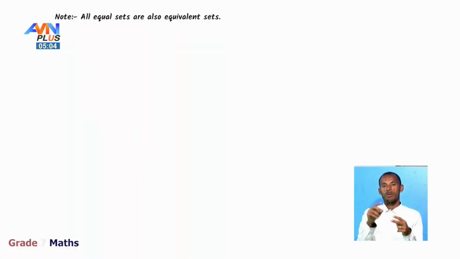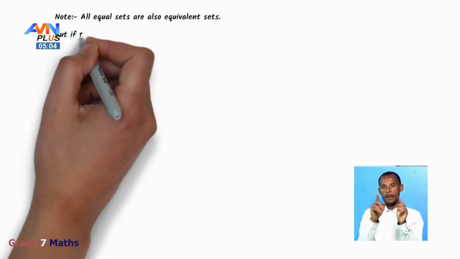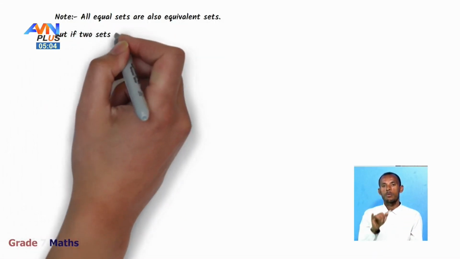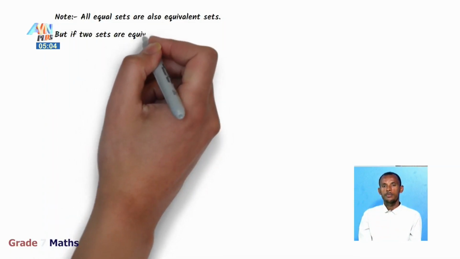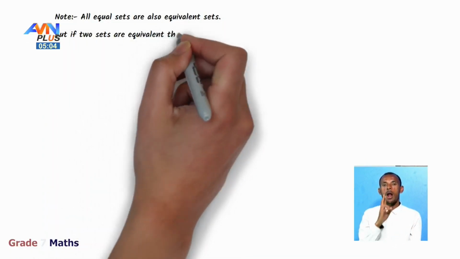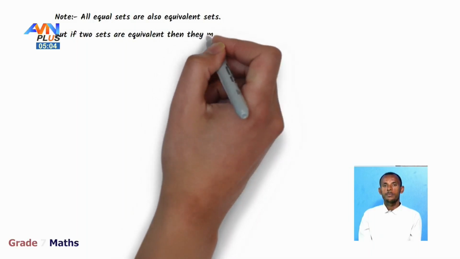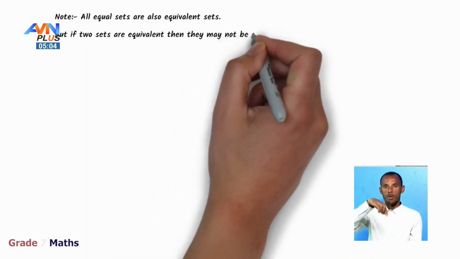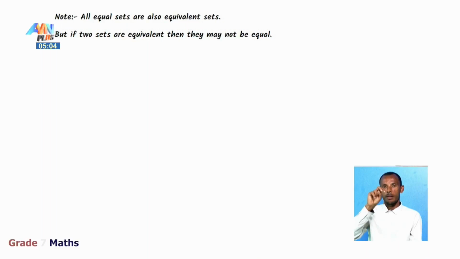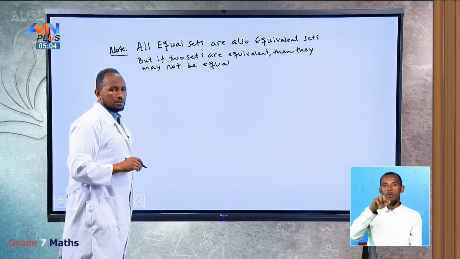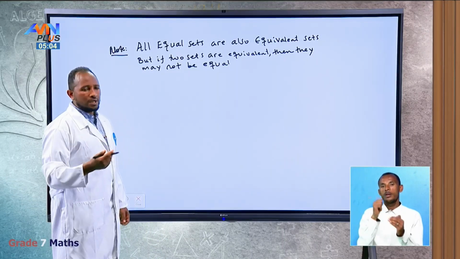But if two sets are equivalent, then they may not be equal. They may not be equal. We can see this concept through an example.